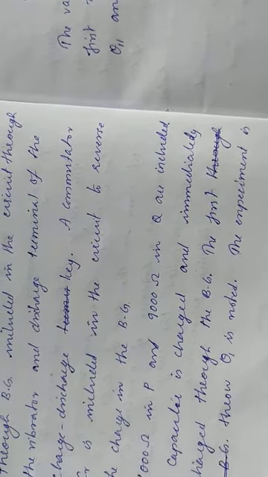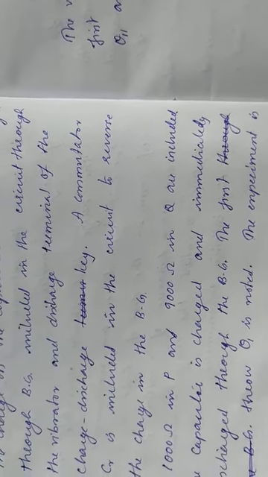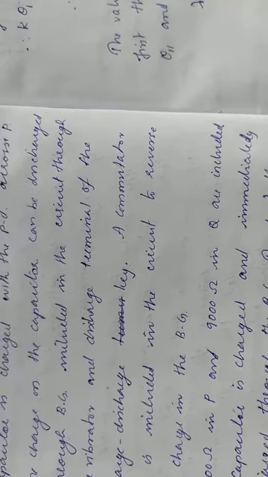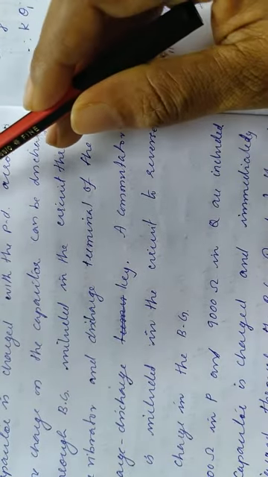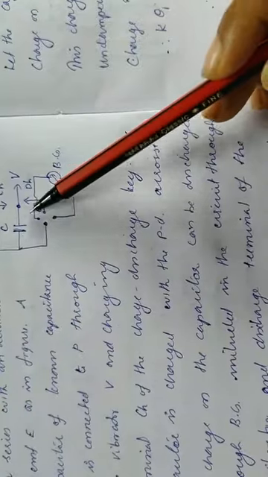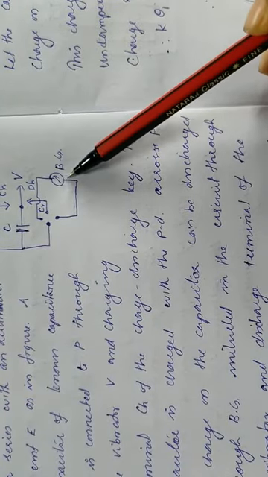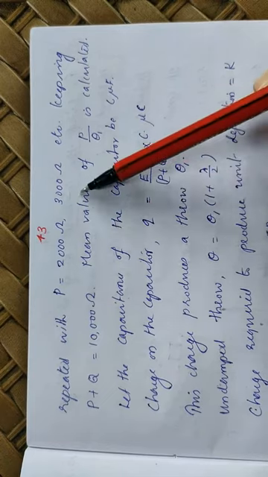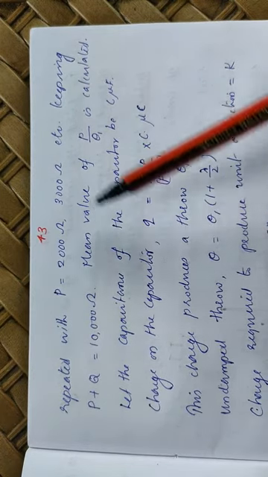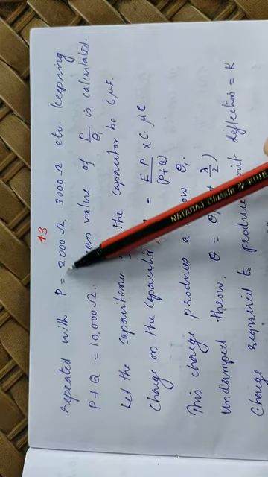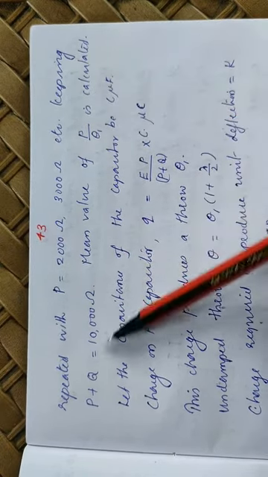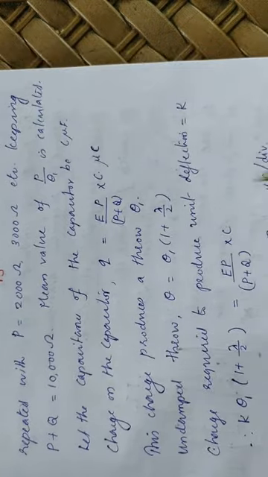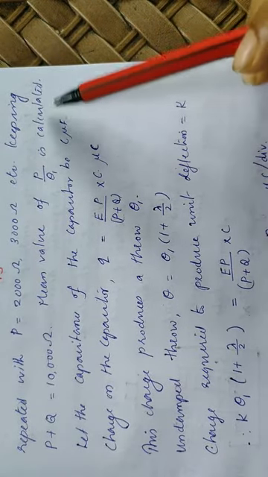So the capacitor is allowed to charge and it is allowed to discharge through the discharge key, so that the charge accumulated on the capacitor will flow through the BG through this discharge key. And this experiment is repeated with another combination of P and Q, such that the combination is 10,000, that is P as 2,000, 3,000, etc., keeping P plus Q constant. Now the mean value of P by theta 1 is calculated.